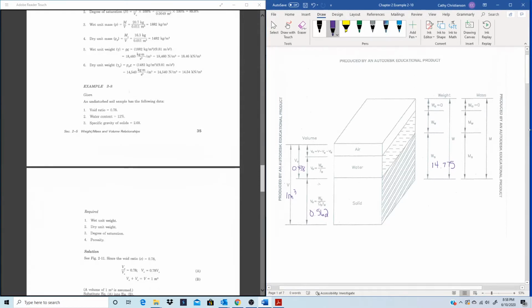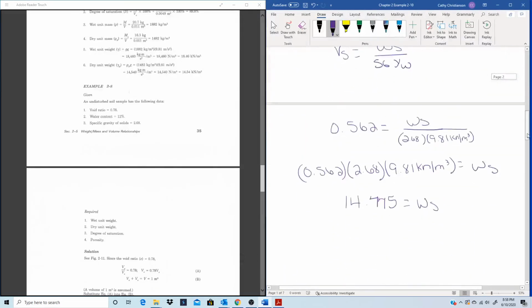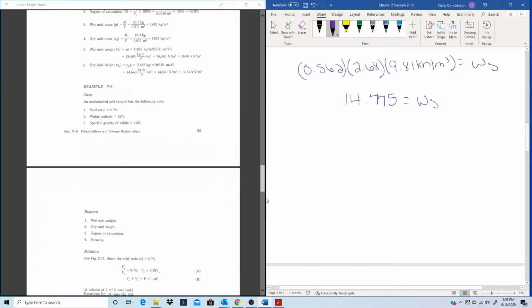Alright, so they gave us water content, so I can work with water content. They gave us the water content being 12%, and the water content formula, equation 2.10, is W equals WW over WS times 100. Okay, so they gave us 12%.